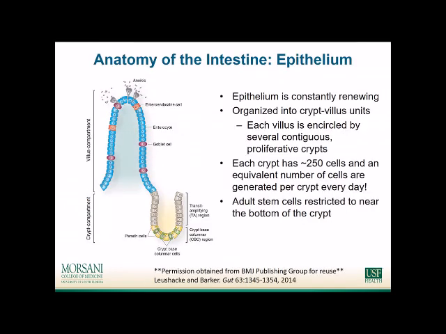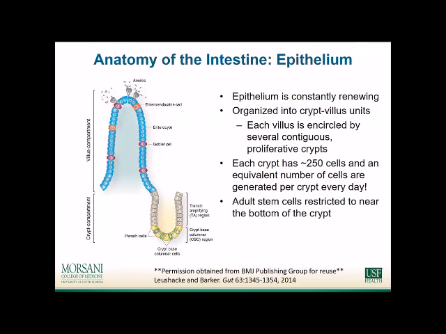Now, the anatomy of the intestine, for those of you that aren't familiar with the way that the gut is composed, the epithelium is a constantly renewing, self-renewing source of epithelial cells. The way that the intestine is laid out is like a carpet, where you have all of these villi that project out into the lumen of the intestine, and each of these villi are fed by numerous crypts, which reside down at the bottom, where there are stem cells that proliferate, and these proliferative crypts allow us to regenerate this constantly renewing epithelium.